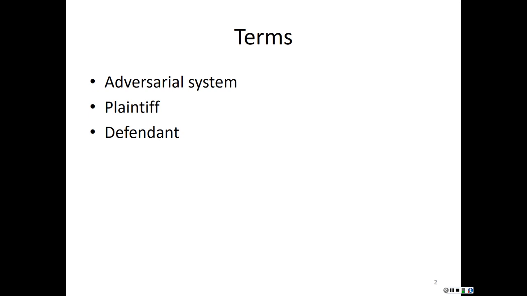The first is that our judicial system is what we call an adversarial system. What's an adversary? An adversary is an opponent. It's a foe. It's an enemy. There are two sides to each case. There are two parties. The first party is the plaintiff. The plaintiff is the one who's making the accusation, the one who has been harmed. The defendant is the one who is being accused.